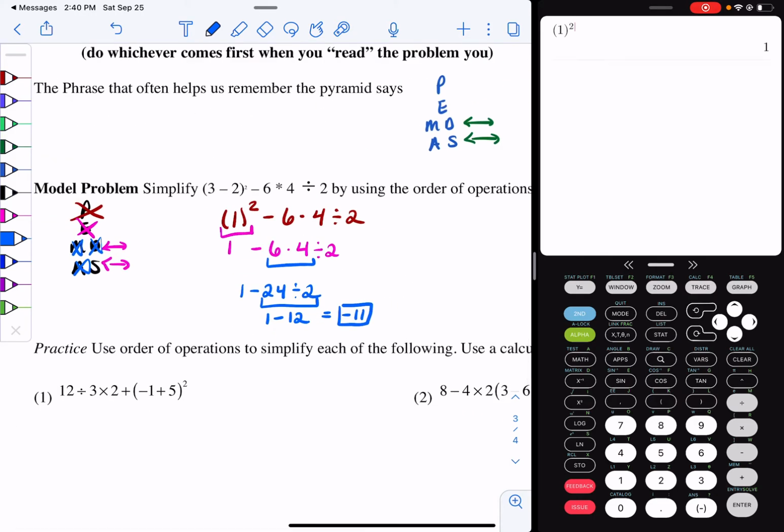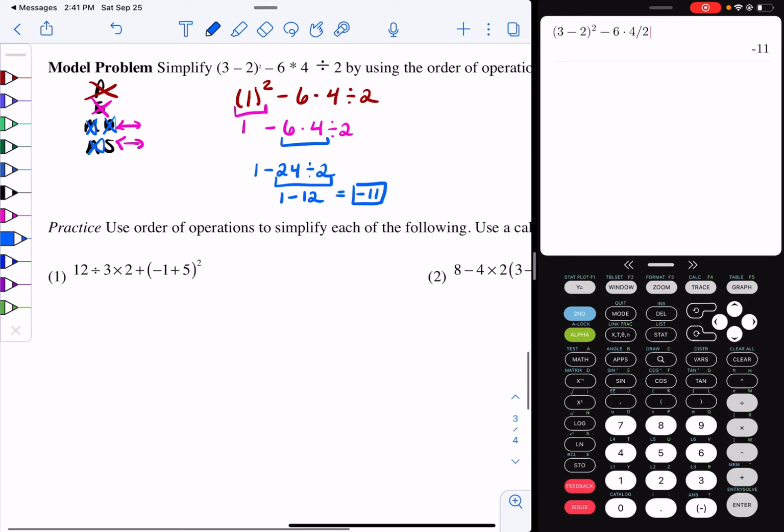Now, on a quiz or a test, we would let you just type this in a calculator and give us your answer. So if I were to type this in my calculator, I do 3 minus 2, I caret my square. Now I do minus 6 times 4 divided by 2. And when I type that, it gives me my negative 11, which is exactly what I got when I did this by hand.